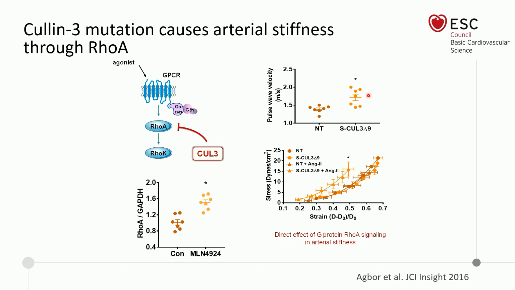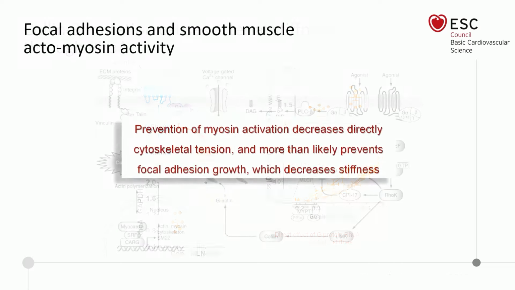So this demonstrates that downstream of GPCR, we are able to reduce and to modify vascular remodeling. So the first statement is that prevention of myosin activation directly decreases cytoskeletal tension and more than likely prevents focal adhesion growth, which decreases arterial stiffness and vascular remodeling.